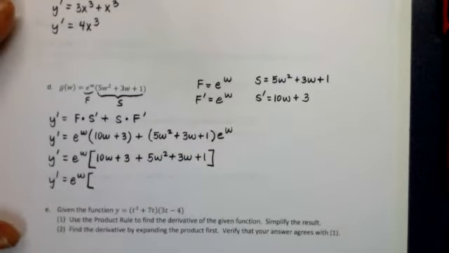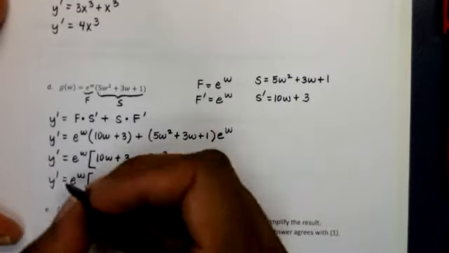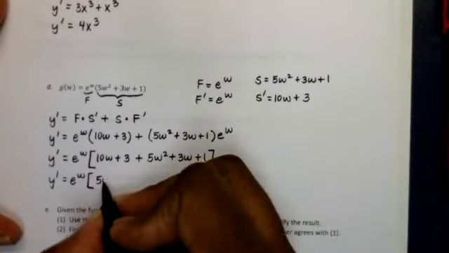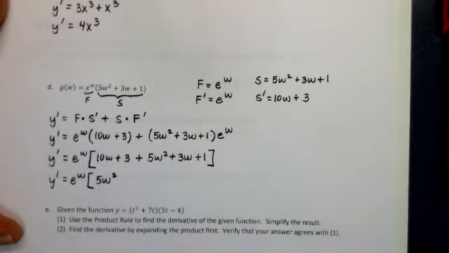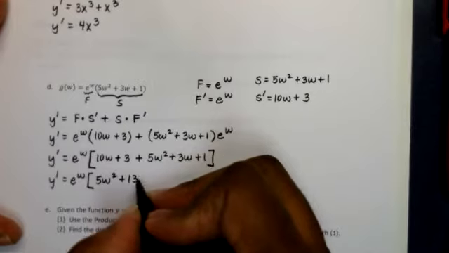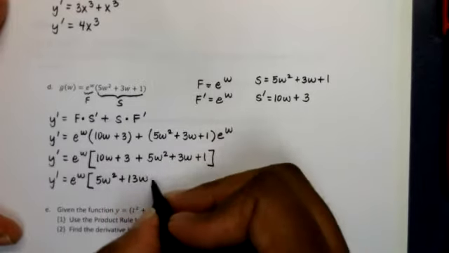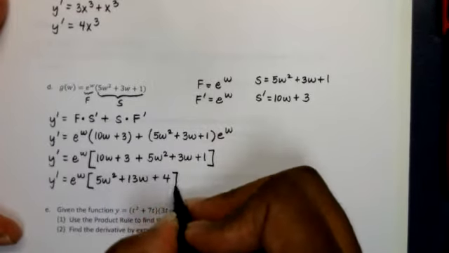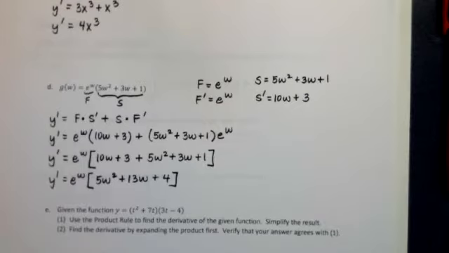Okay. Now let's combine some like terms here in the bracket. I'm going to pull the 5w squared. I'm writing this in descending powers, by the way. Let's see, for the w's, 10w plus 3w will be 13w. And then 3 plus 1 would be plus 4. So this is the derivative: e to the w times 5w squared plus 13w plus 4.